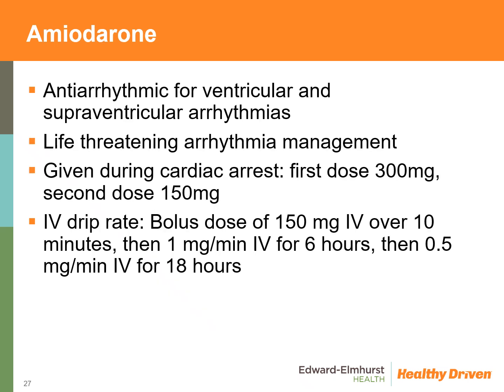Amiodarone is an antiarrhythmic for ventricular and supraventricular arrhythmias. It's used for life-threatening arrhythmia management and given during cardiac arrest. The first dose is 300 milligrams and the second is 150 milligrams. Your IV drip rate is going to be a bolus of 150 milligrams over 10 minutes IV, and then 1 milligram per minute for 6 hours, and then 0.5 milligrams per minute for 18 hours.